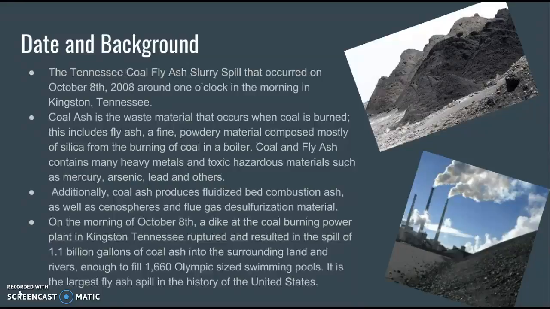On the morning of October 8th, a dike at the coal-burning power plant in Kingston, Tennessee, ruptured and resulted in the spill of 1.1 billion gallons of coal ash into the surrounding land and rivers, enough to fill 1,660 Olympic-sized swimming pools. It is the largest fly ash spill in the history of the United States.